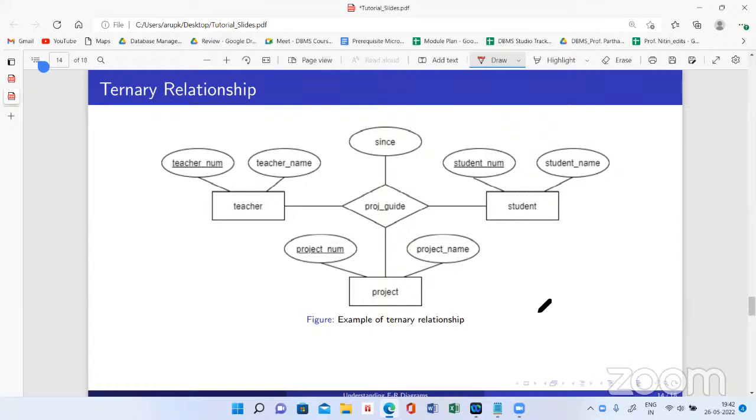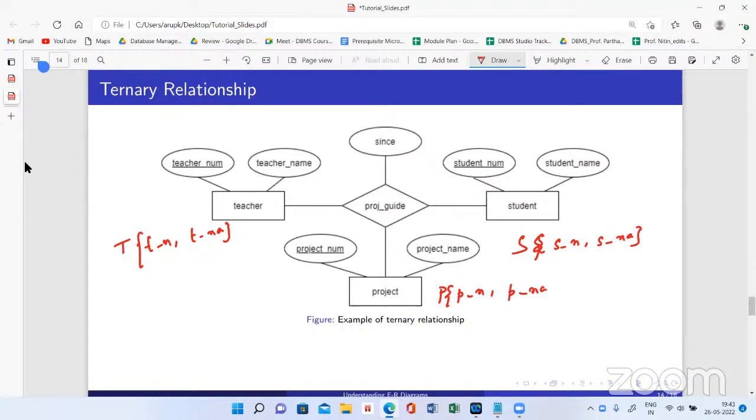Ternary. So can you tell me what should be the tables? Teacher, project, and student. Teacher should have teacher number and teacher name, TN and TName. Student should have student number and student name. Project should have project number and project name, PN and PName. And there will be a table that will connect all the three. Yes, one table we need, the project guide.